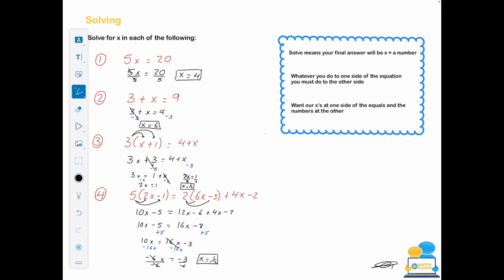Okay, so that's solving. They don't really get much trickier than that. So you just need to follow your basic rules. It's a really common exam question. It's somewhere where you really need to be picking up marks.